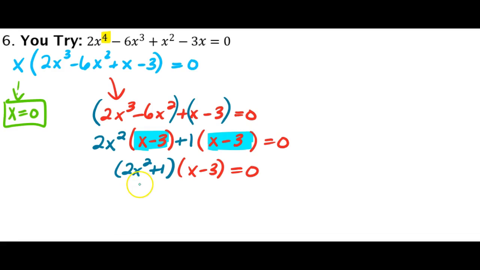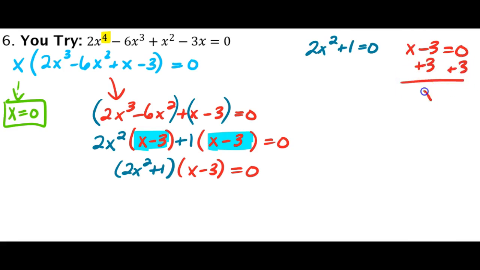For the first set of parentheses, this one's going to be the more complicated of the two, and I'm going to work up here in the top right corner. My red parentheses are going to be pretty easy, so let's do that first. All I'd have to do is add 3 to both sides, and I would get x equals 3, so that is my second solution of 4 total.